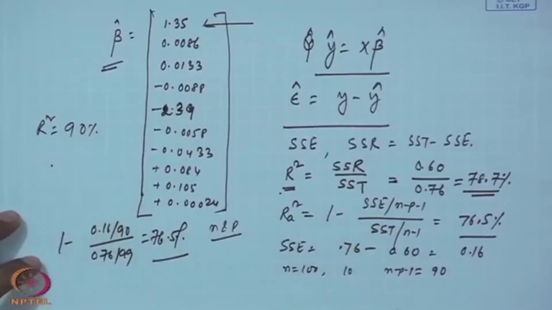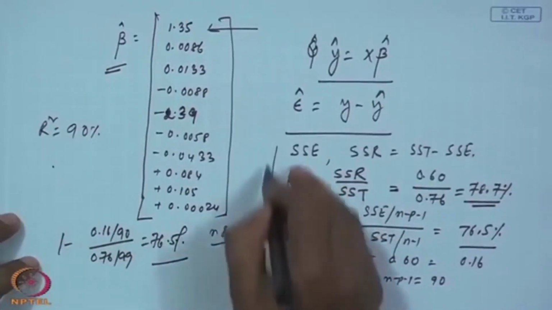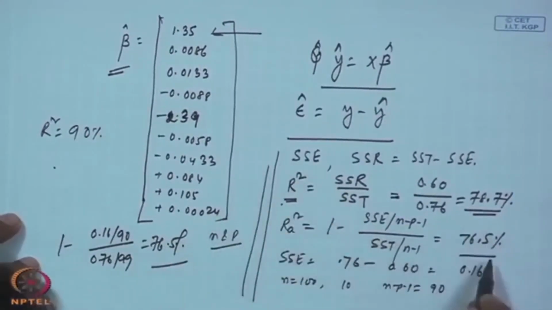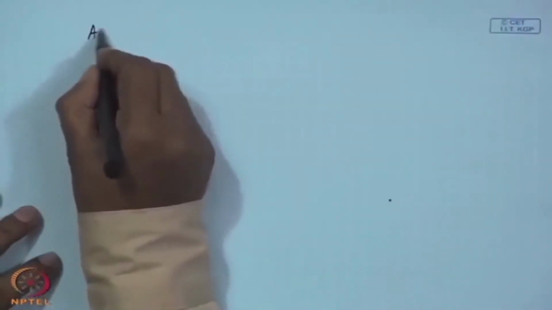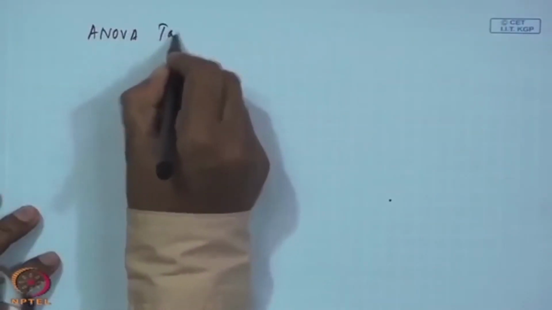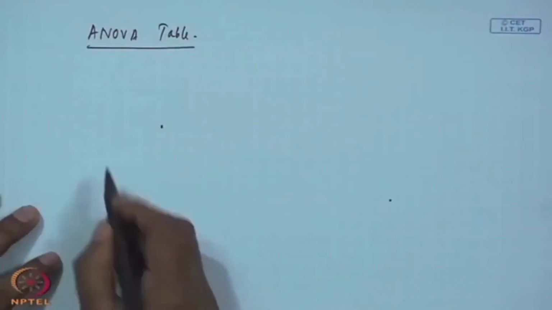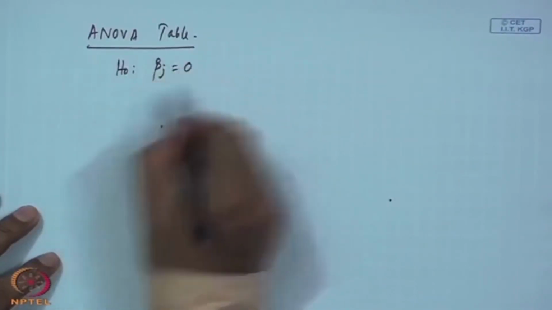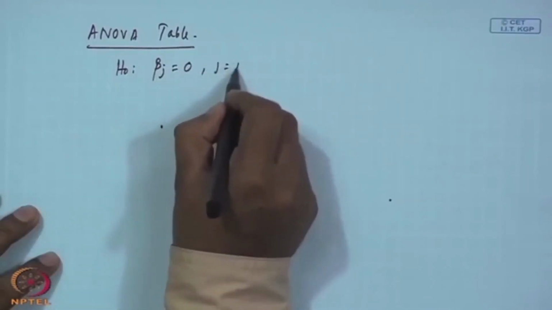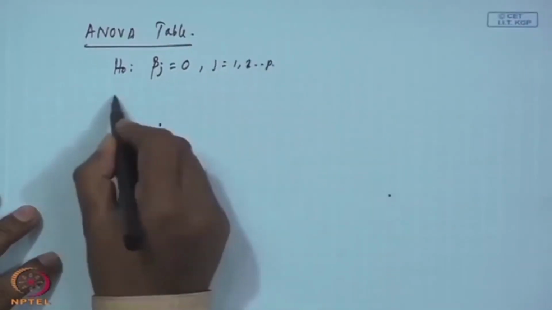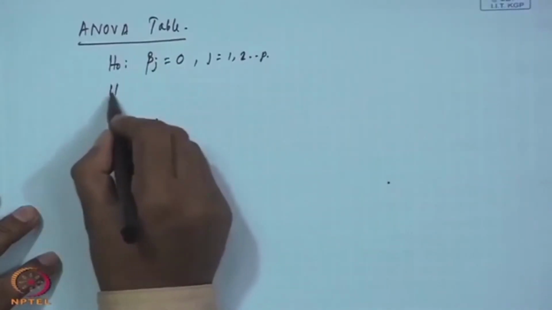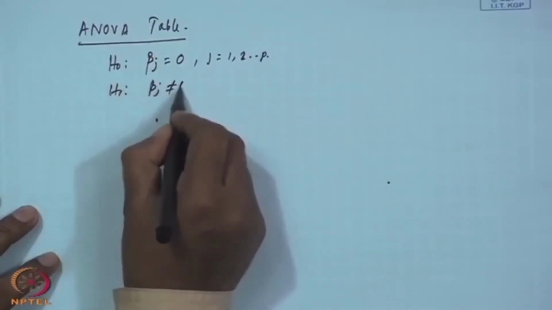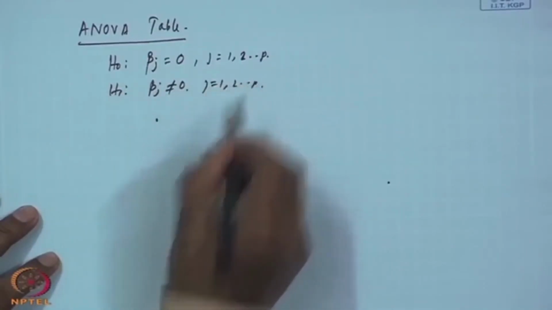Okay. So this is one. R square is not bad. Now we will go for the ANOVA table. Your case study must show this ANOVA. In the ANOVA table, we test two hypotheses: H0, beta j equal to 0 for j equal to 1 to p, and HA, at least one beta j not equal to 0.